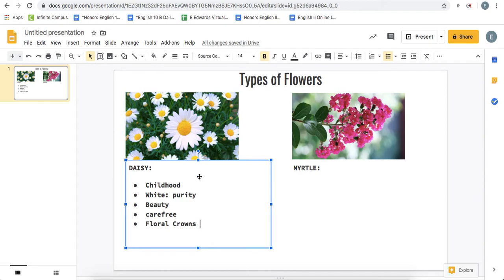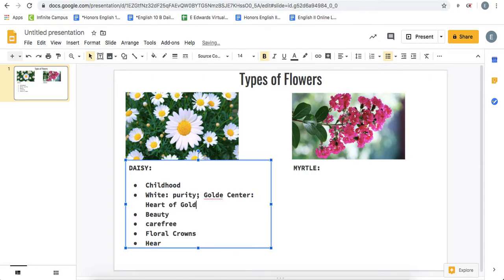It's got a gold center, so it's white and then gold center, which means heart of gold. And it also even sort of resembles the sun. If you think of the sun, that provides warmth, right? Gives light, draws us in, etc.